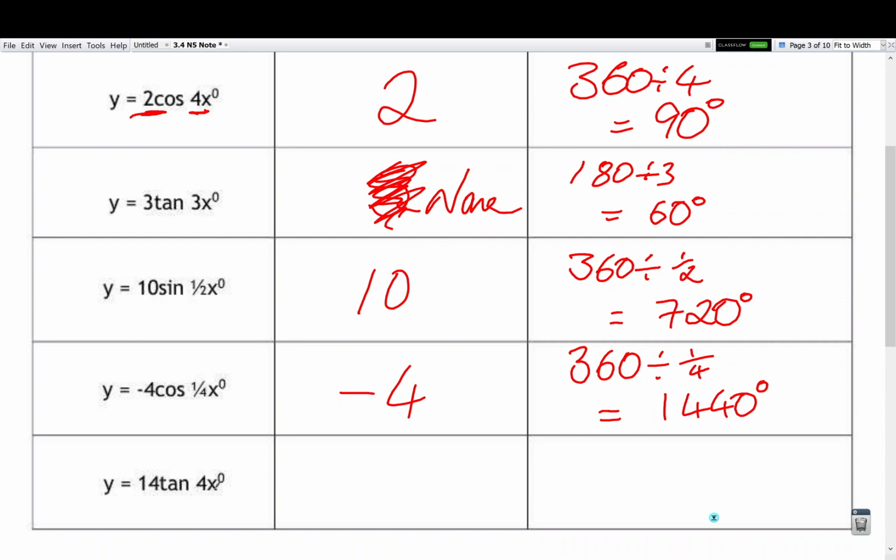And the last one, it's a tan function, so there's no amplitude, and for tan x the period is 180, so tan 4x is 180 divided by 4, so 45 degrees.